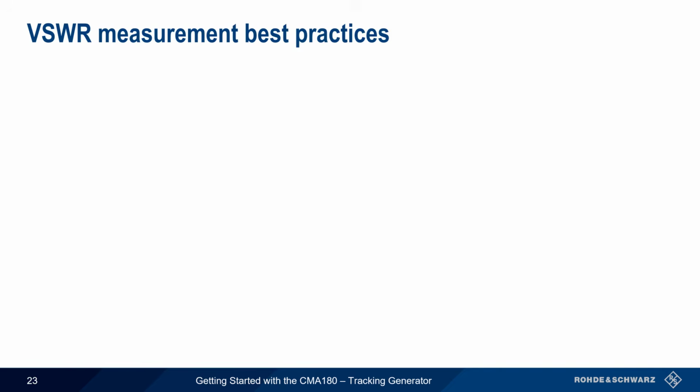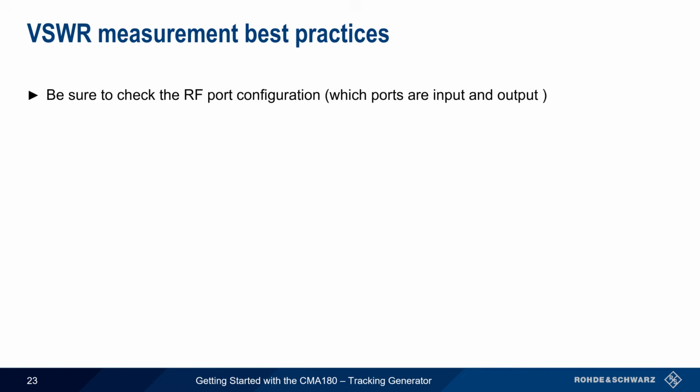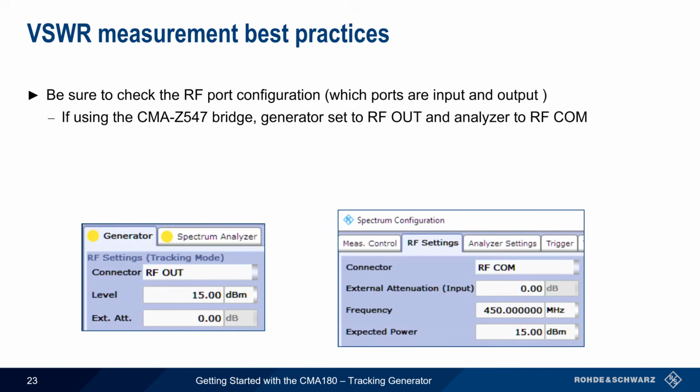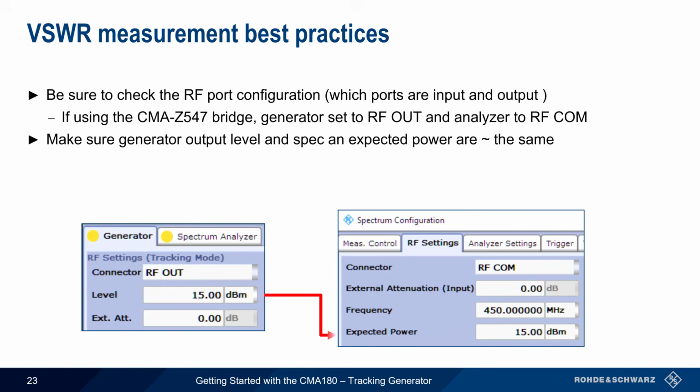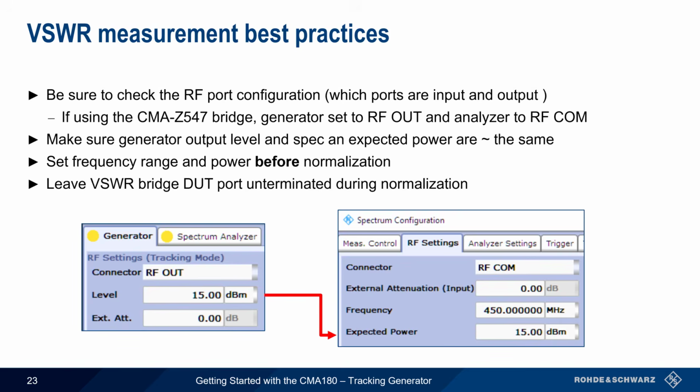There are a few best practices when making VSWR measurements with a CMA180. First, make sure that the RF port configuration is set correctly. That is, which port is input and which is output. When using the CMA Z547 bridge, the generator should be set to RF out and the analyzer to RF COM. It's also important to check that the generator output level and the expected power are approximately the same. The frequency range and power must be set before normalization, and the DUT port of the VSWR bridge should be left unterminated during the normalization process.